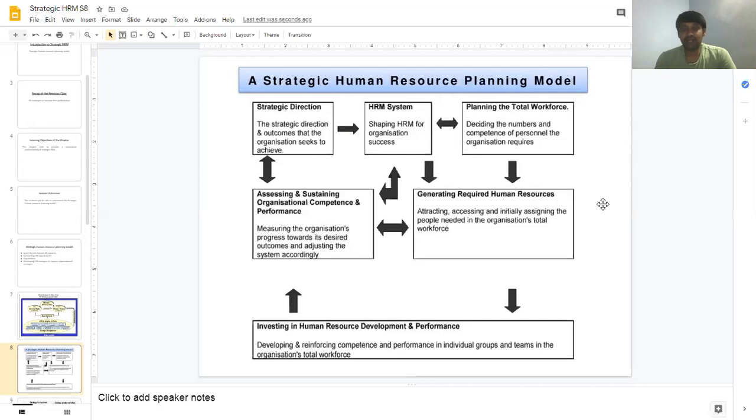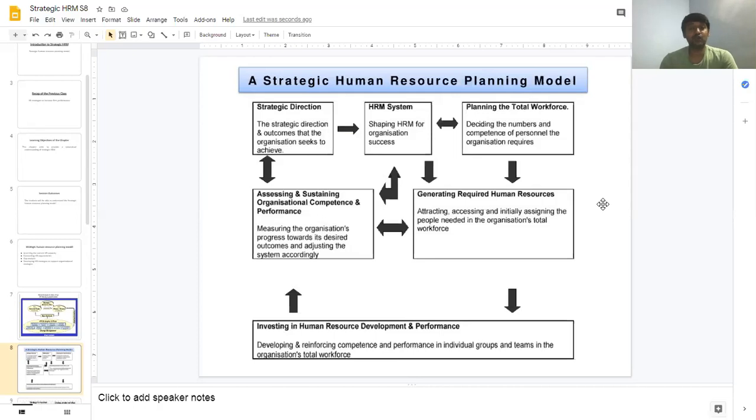This has been already explained in the previous videos and slides as well. First, at the top level, the strategies will be set, and various ideas and plans will be set by an organization. It will lead to the HRM system, and human resource managers have to shape the activities of HRM for organizational success. Then he has to plan in a better manner the total workforce required for the accomplishment of the particular task.